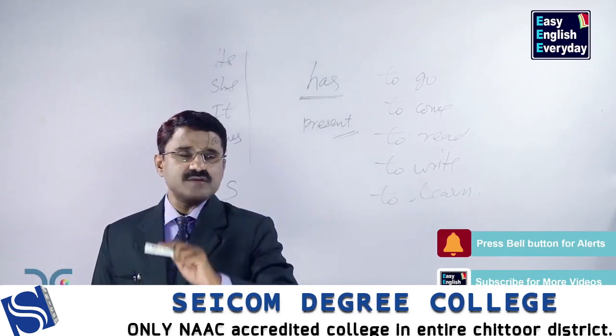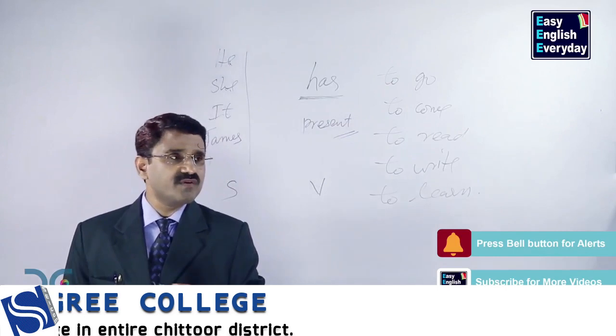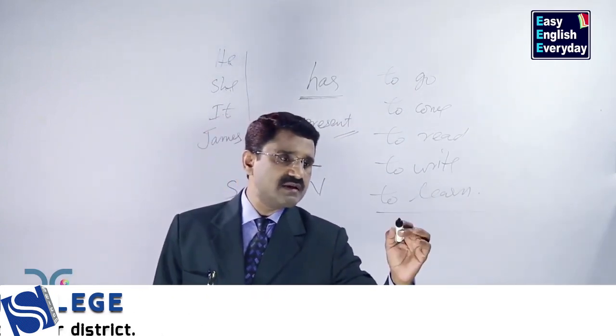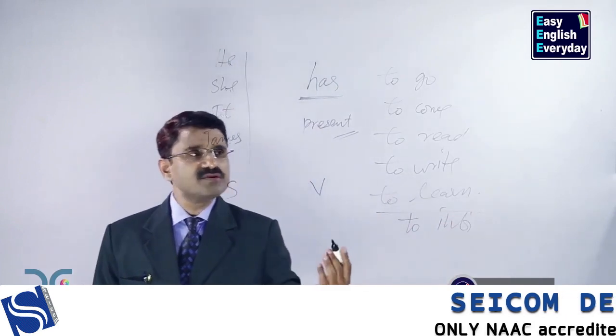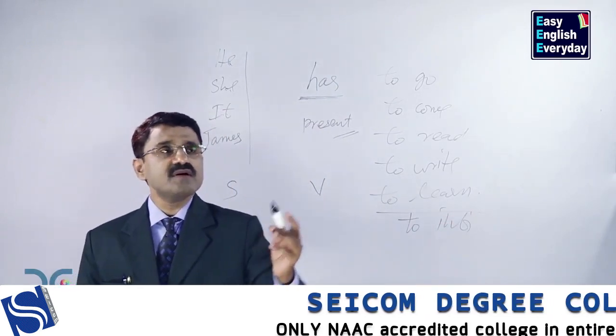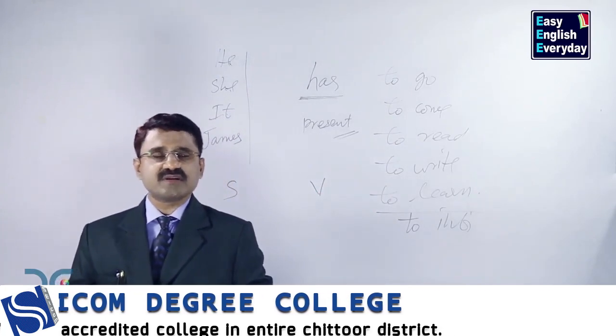This is called subject. This is called verb. Has is a form of the verb, and this part of the sentence we call the to infinitive. Make use of more and more infinitives and make sentences like this. This is called sentence formation skill.